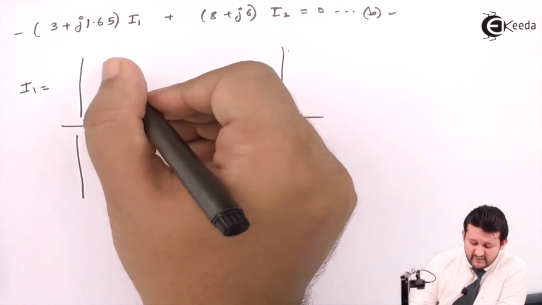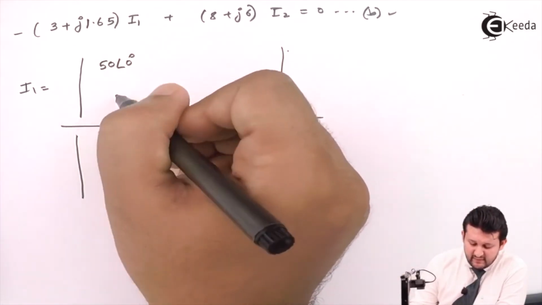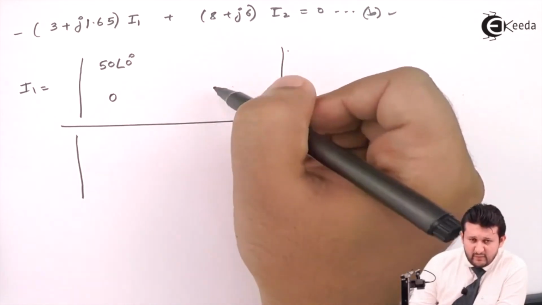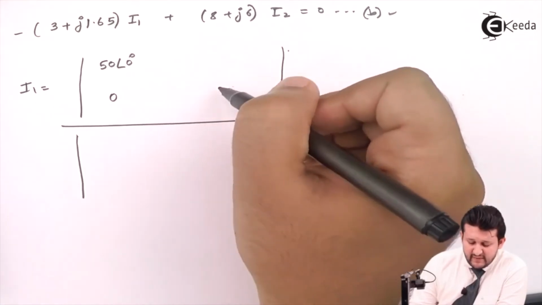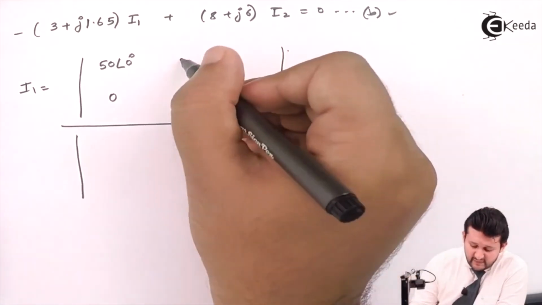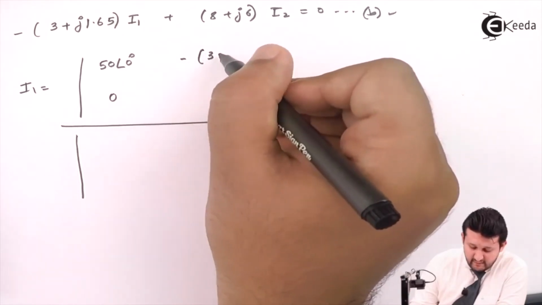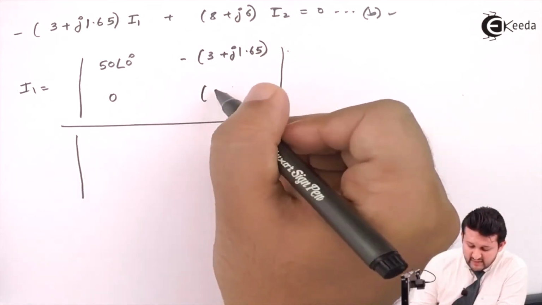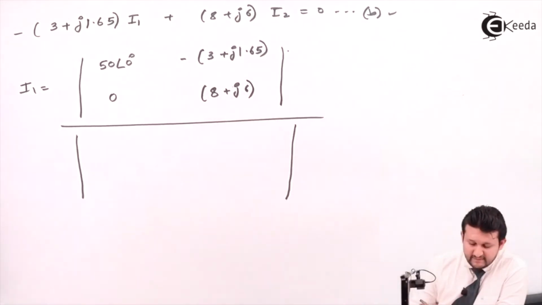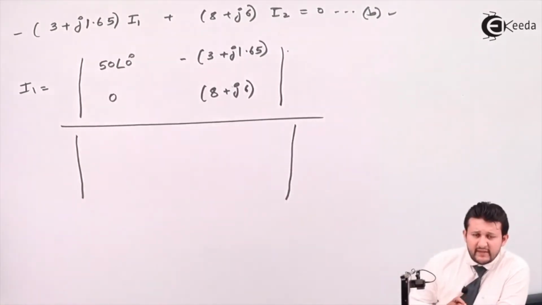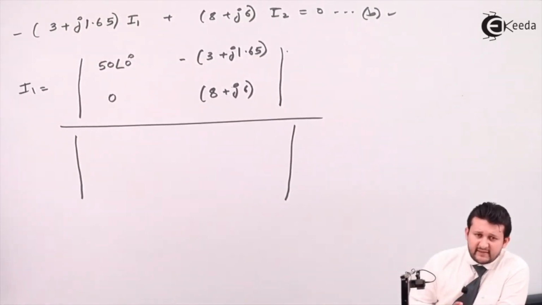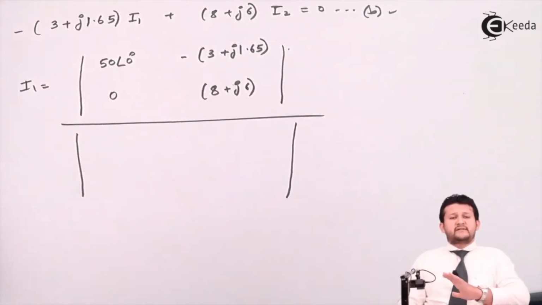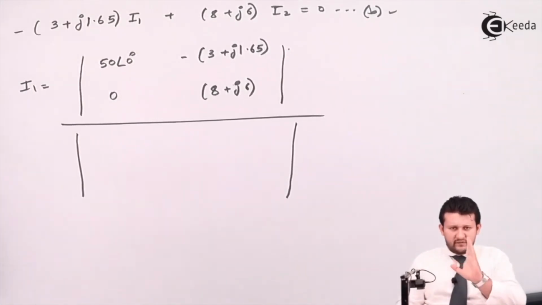My RHS for the first equation was 50 angle 0, and the second was 0. This will be the coefficient for I2 for both the equations. For the first equation, if I observe carefully, my coefficient for I2 was minus bracket 3 plus j1.65, and for the second equation it is 8 plus j6. In the denominator, you only need to write the coefficients of I1 and I2. That's the reason I said that for finding I1 and for finding I2, your denominator part is the same.